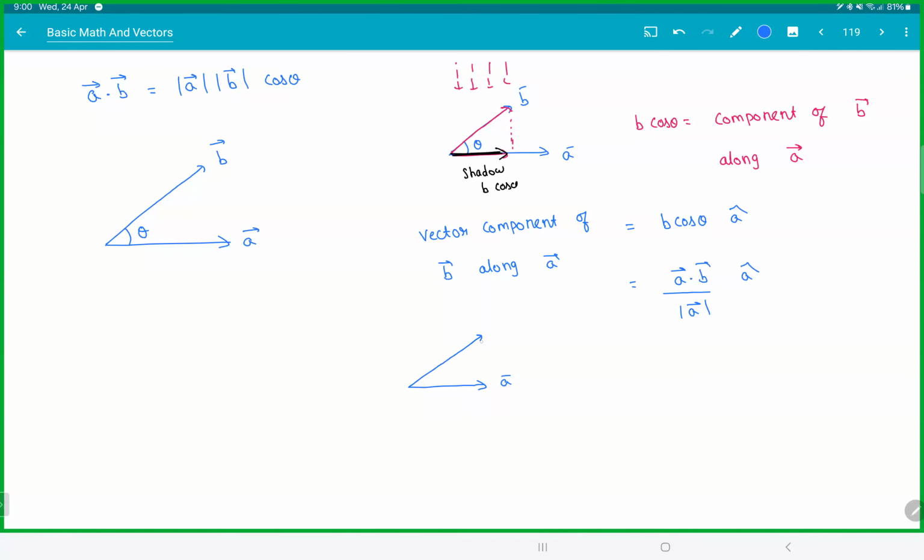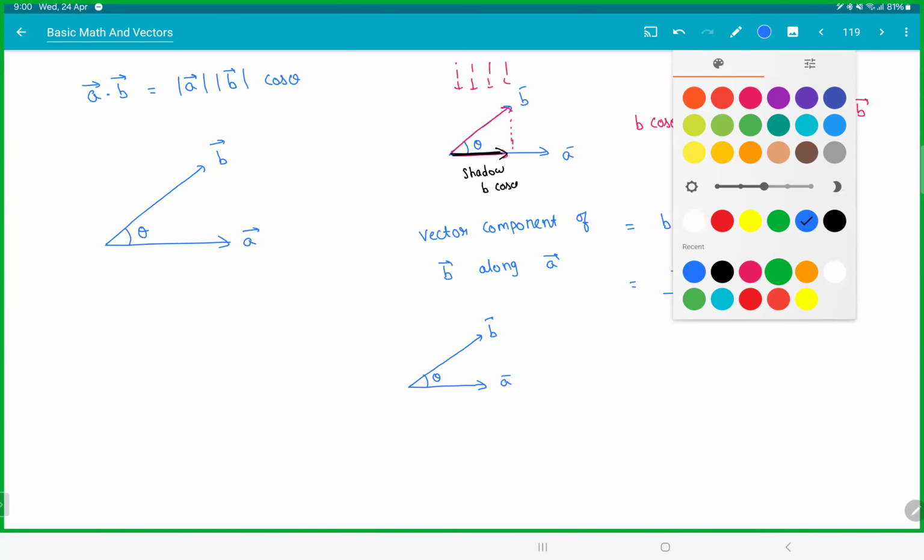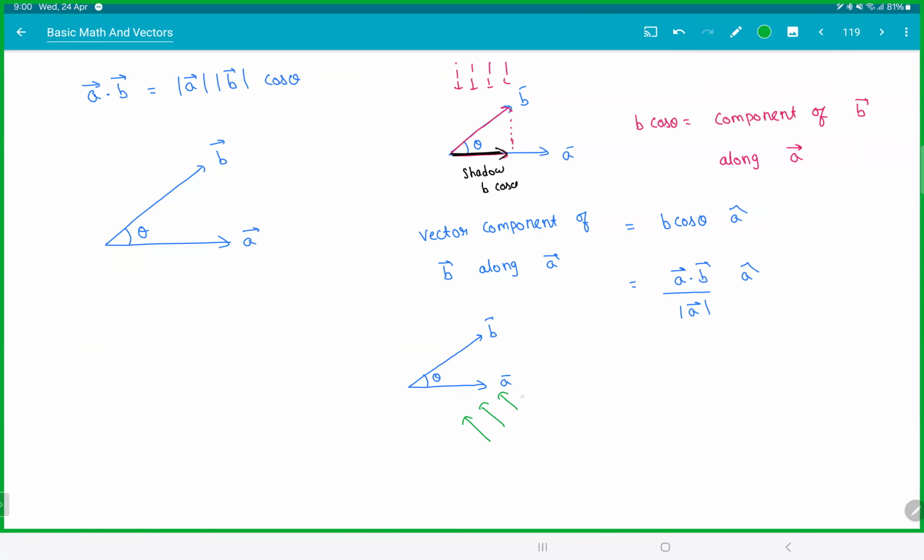Suppose this is a bar, and this is b bar, and this is theta. Now, if you shine light like this, then this would be the shadow, which is a cos theta. So even though the rod's length is a, the length of the shadow is only a cos theta. So the vector component of a bar, meaning the effect of a bar in the direction of b bar, is a cos theta into the direction b cap. A cos theta we can get from here: a bar dot b bar by mod b bar, into b cap. Have a look at this.